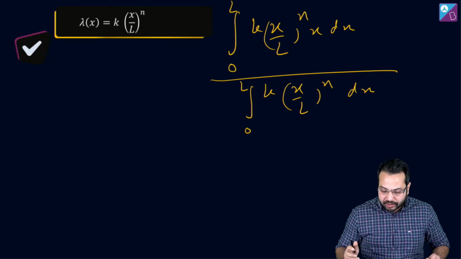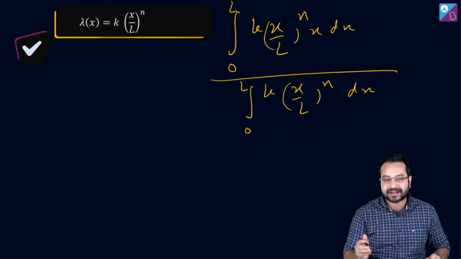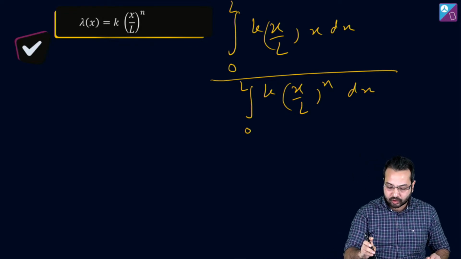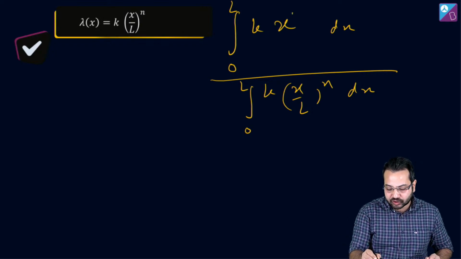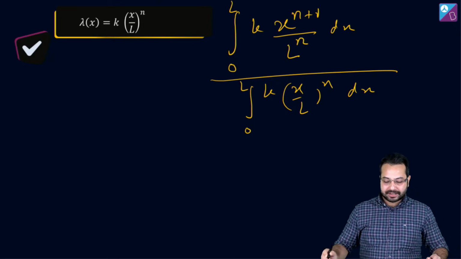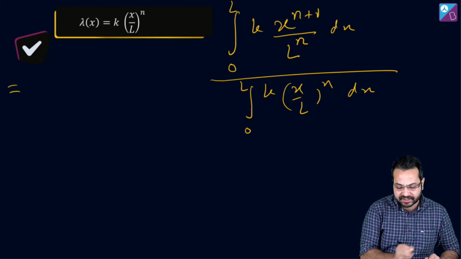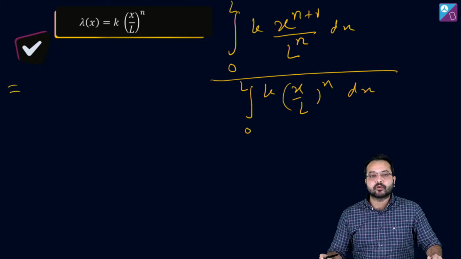Okay, so what I can do here is, there is an x over here and there is an x to the power n over here. So can I write that together? Right, so I can obviously write that together. When I write that together, this is going to become x to the power n plus 1, and then we'll have it divided by L to the power n. Is that correct? Alright, now this becomes a very simple integral which we can do very easily. Okay, so take out the constant terms.